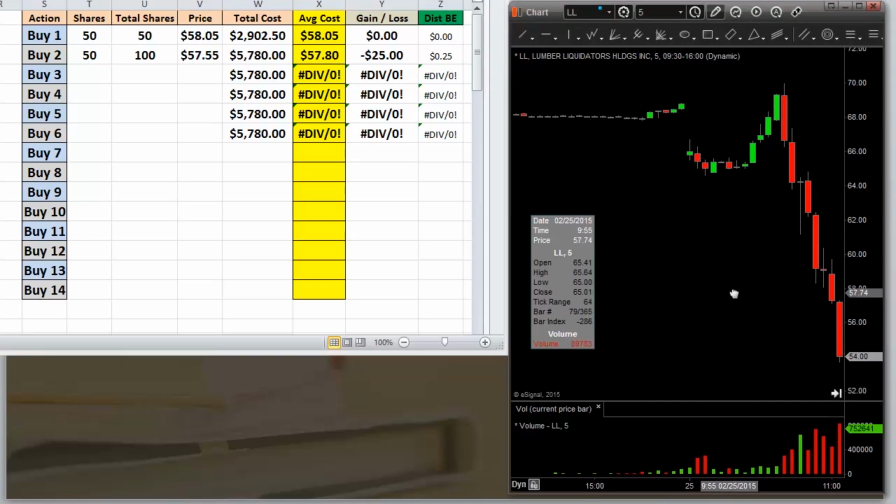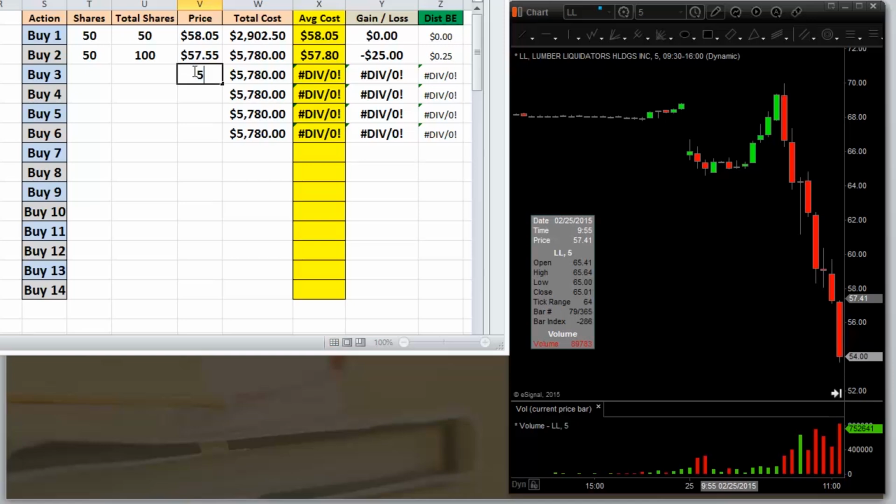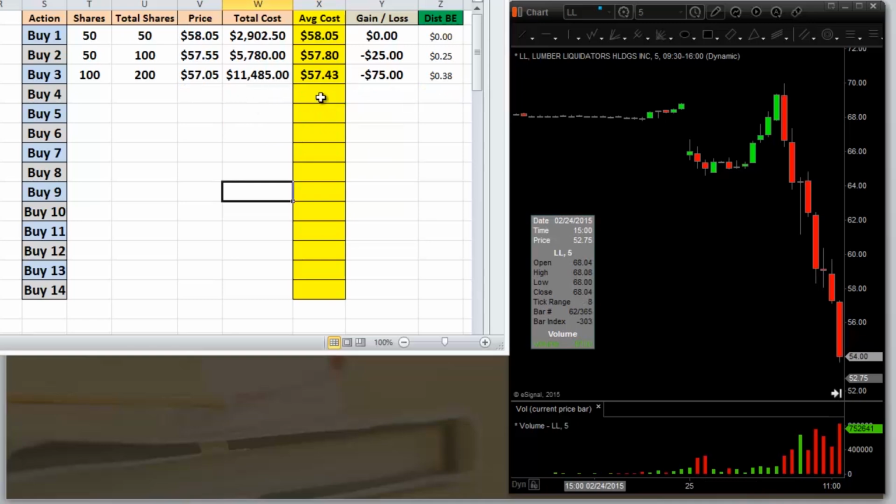And you can see right here another big plummet. So we're going to have a lot of our sequence orders filled here as this goes as low as 53.67. So the first one that would be filled is, remember, we got to go another 50 cents down. So the total shares right there is going to bring the total up to 200 shares. So the average is 57.43. So I got those numbers out of there. Don't want to confuse things there.